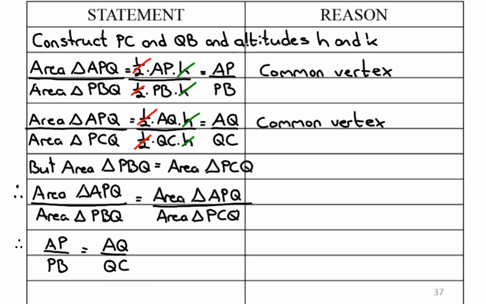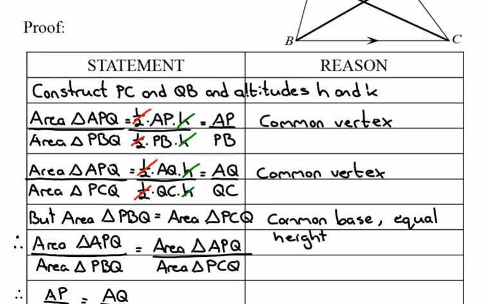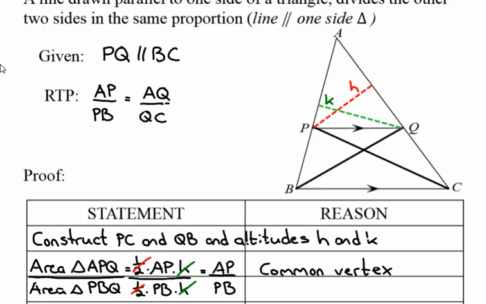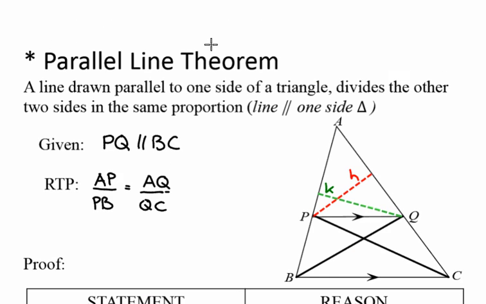Now I've just got to go back to one thing here. When I made the statement that the areas were equal, I should have put a reason in there. So maybe just fill that in. You've got a common base. Remember we said they had the same base and they had equal heights. So common base and equal height. And our proof's now complete because if you have a look, we've concluded what we were required to prove. AP over PB is equal to AQ over QC. So we've proven the parallel line theorem.